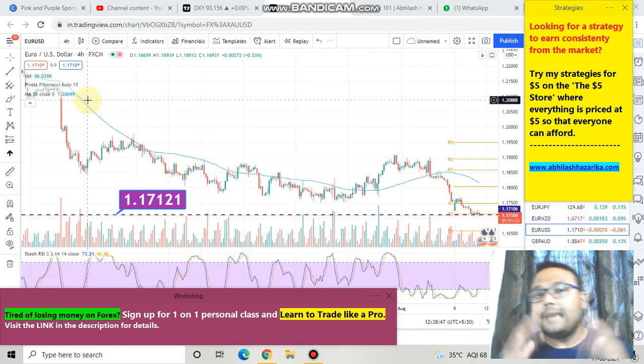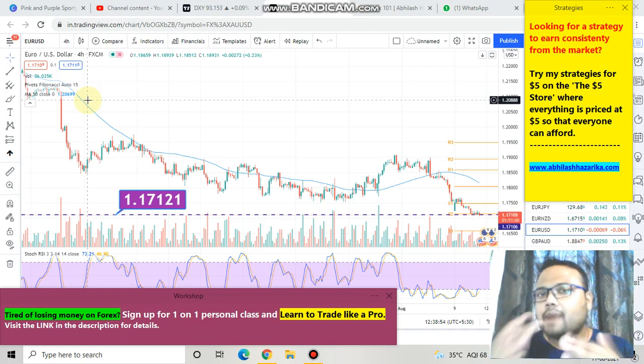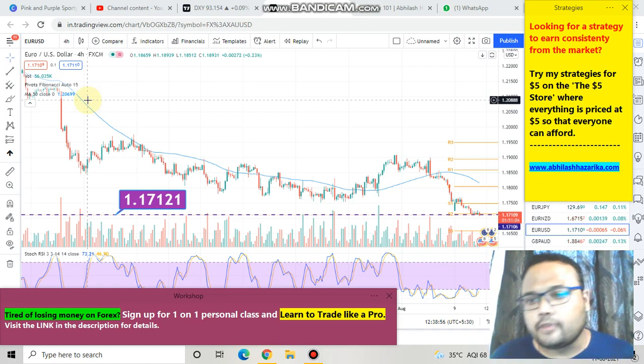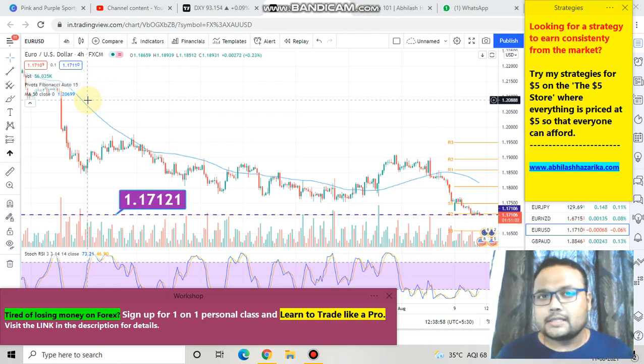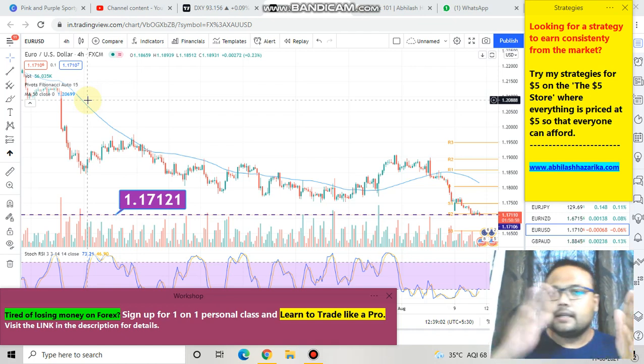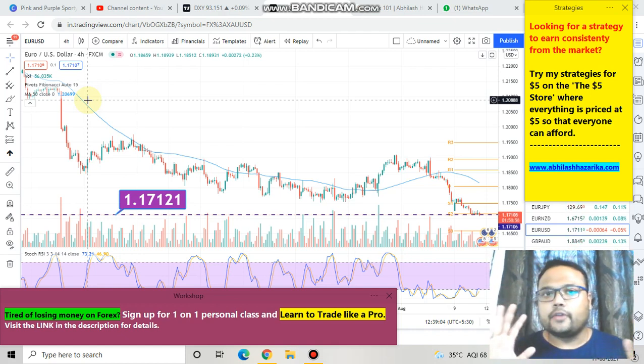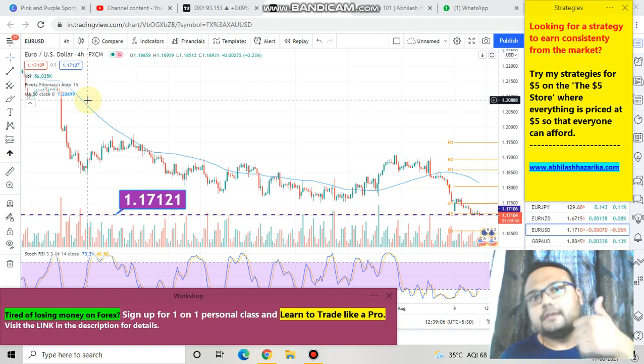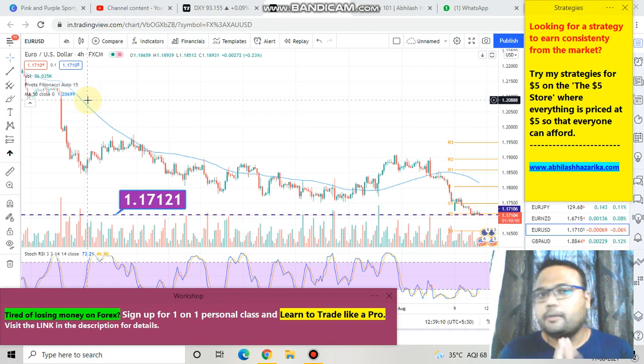Therefore, following the basic thumb rule of the market, which says that we should follow the trend, it means if a market is in uptrend, we should mainly look for buying opportunities, and if a market is in downtrend, we should mainly look for selling opportunities. This market is in clear-cut downtrend. Therefore, following the thumb rule, we should mainly look for shorting opportunities.